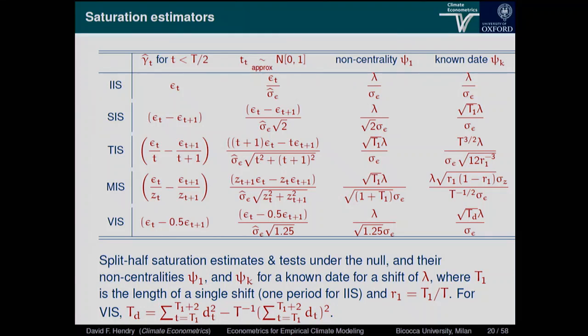And that then leads to these non-centralities if, in fact, there is a shift of size lambda, which in the first line is just an impulse. In the second, it's a step shift from observation T1. In the third, it's a break in the trend from T1. In the fourth, the parameter of the zero mean variable shifts at T1. And the fifth, the volcano explodes at T1. Now, these are if you do split half.